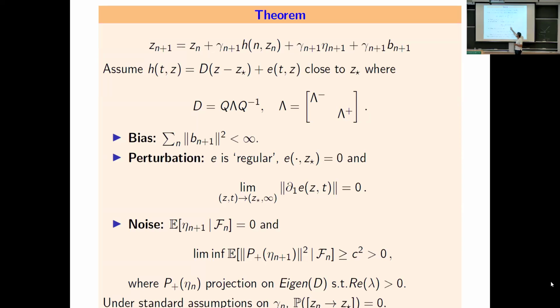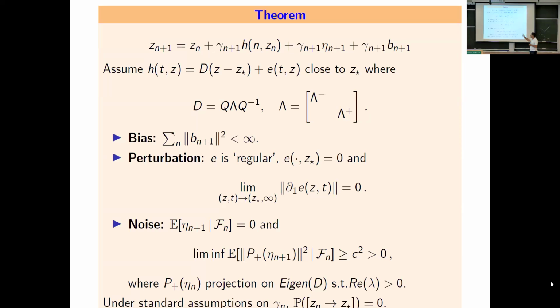So this is the assumption we make here, that the first derivative with respect to z goes to 0 when z is closer to z star, and when t goes to plus infinity. So this assumption will be satisfied actually when we apply it to the specific algorithms we are looking at.